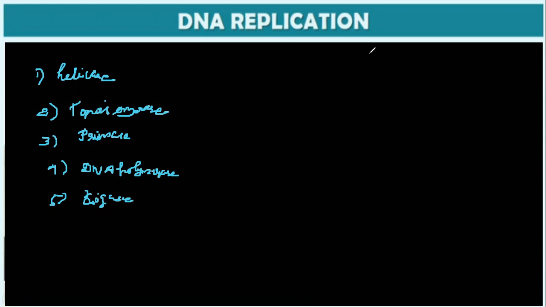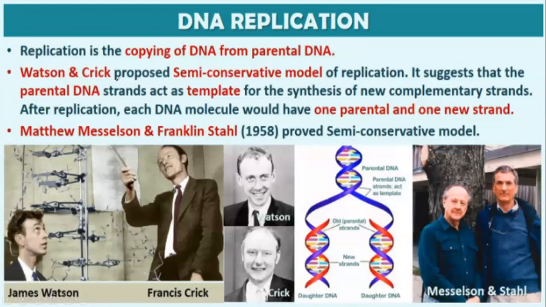Okay, guys? Okay, fine. So Watson and Crick proposed the semi-conservative model of replication, and it suggests that the parental DNA strand acts as template for the synthesis of new complementary strands. After replication, each DNA molecule would have one parental and one new strand. Then, Matthew Meselson and Franklin Stahl proved the semi-conservative model of DNA. So, who proposed that? It was proposed by Watson and Crick, and it was proved by Meselson and Stahl.